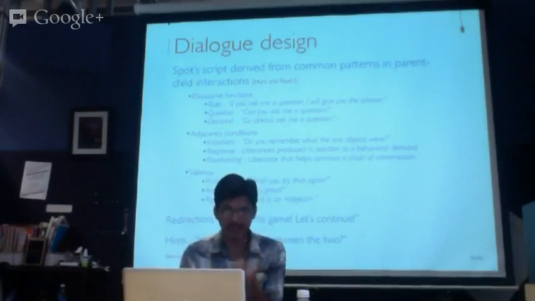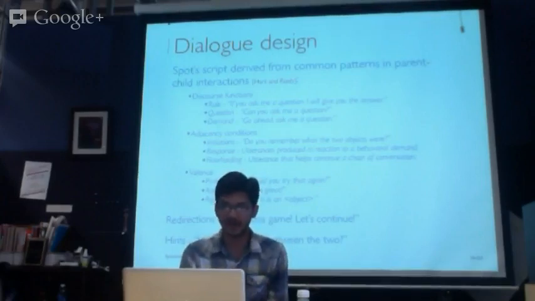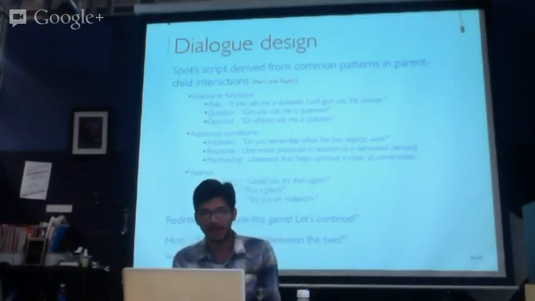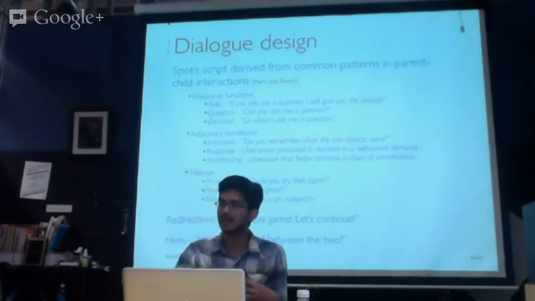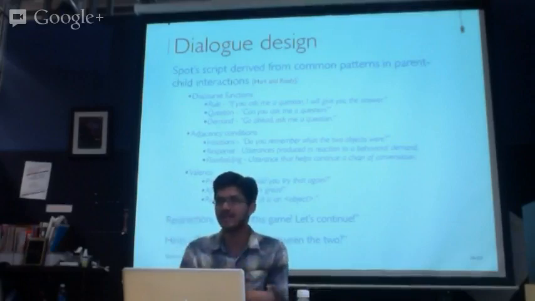And something that parents also use are adjacency conditions. Again, these are a categorization of a sequence of utterances in an interaction. So Spot did some flow holding whenever there was a pause in the conversation. It would say something to grab the child's attention back into the activity, to continue.